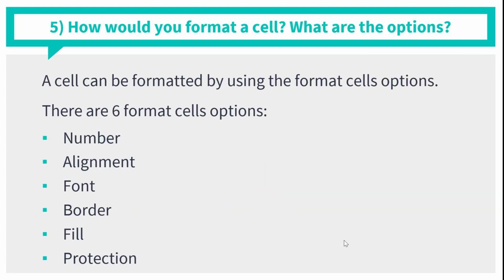How will you format the cell? What are the options? A cell can be formatted using the format cells option. There are 6 format cells options: number, alignment, font, border, fill, and protection.